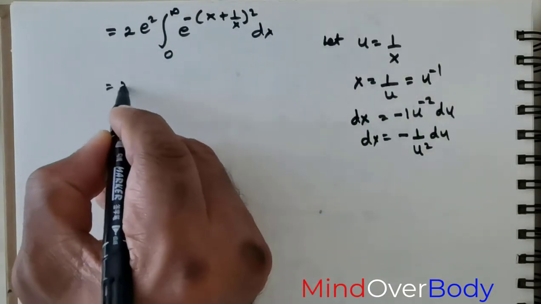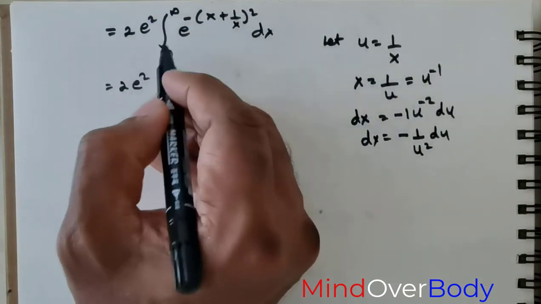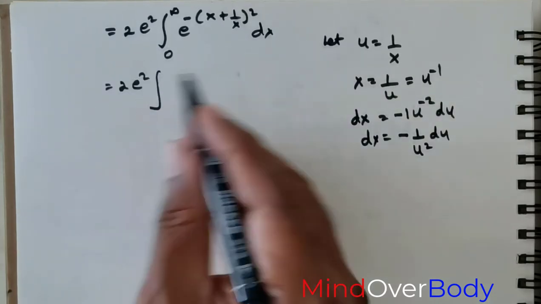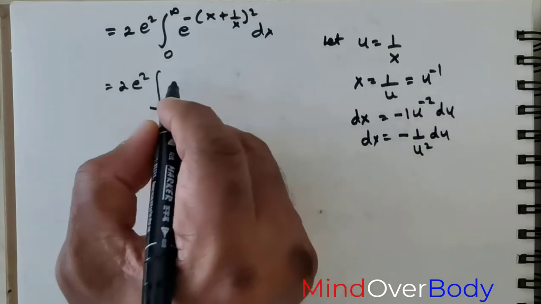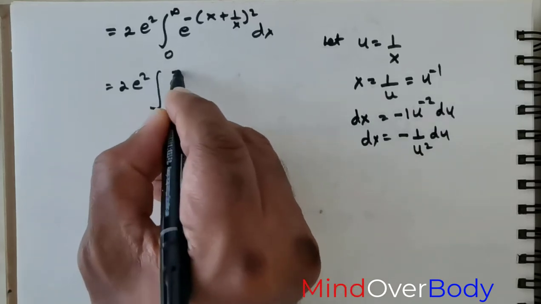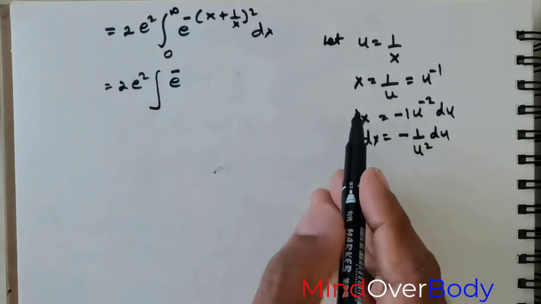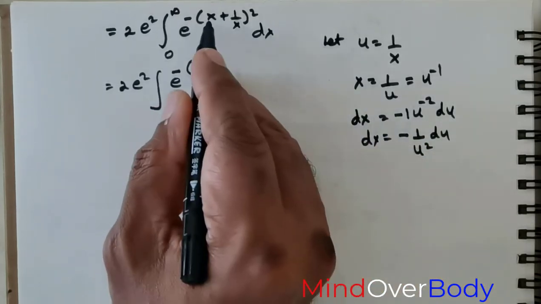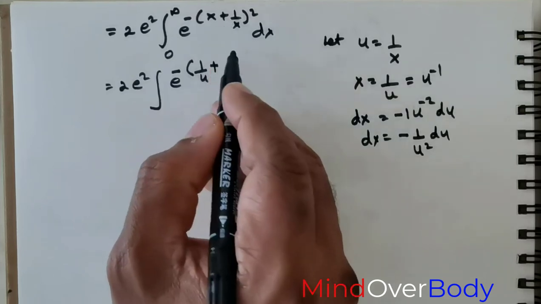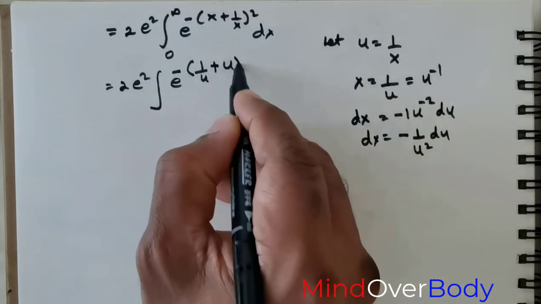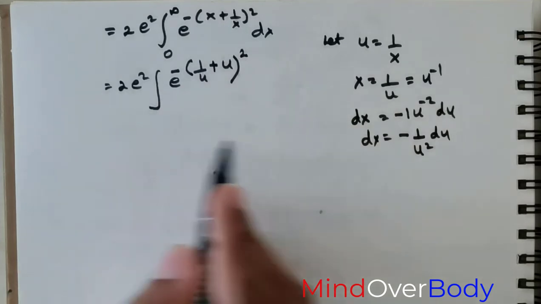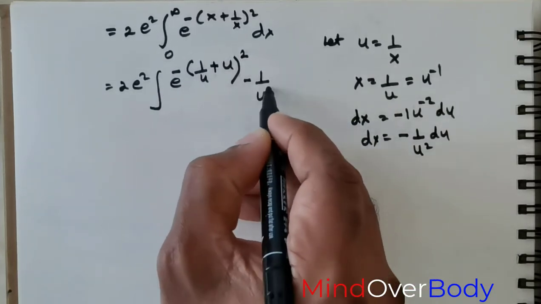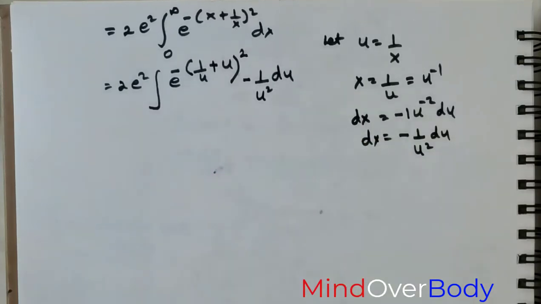So this is going to be 2 times e squared. I'm not going to alter the limits. Let us keep the limits, and then finally we will change the limits. So this is going to be e raised to the power of negative. In place of x, I'm going to substitute 1 over u, and in place of 1 over x, I'm going to substitute u, raised to the power of 2. In place of dx, I'm going to substitute negative 1 over u squared times du.